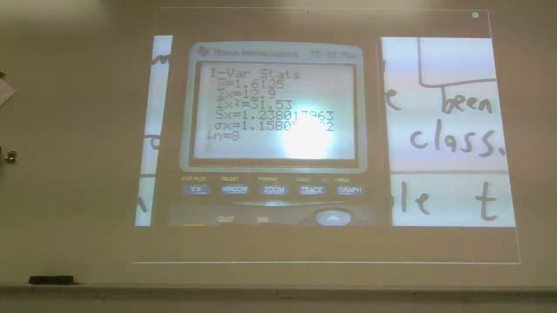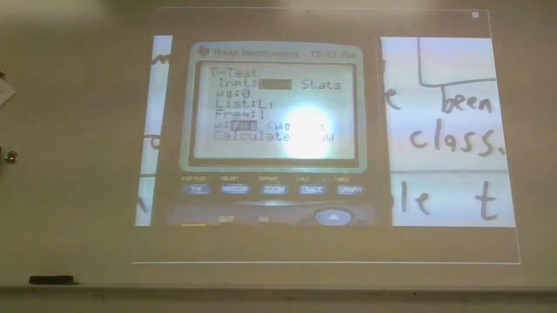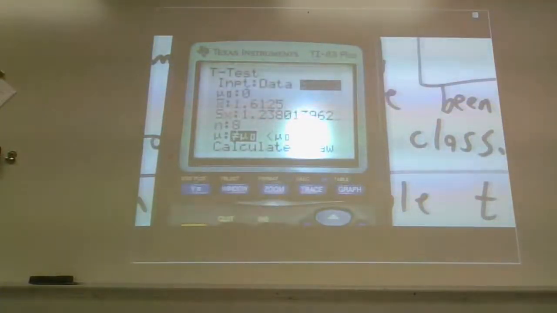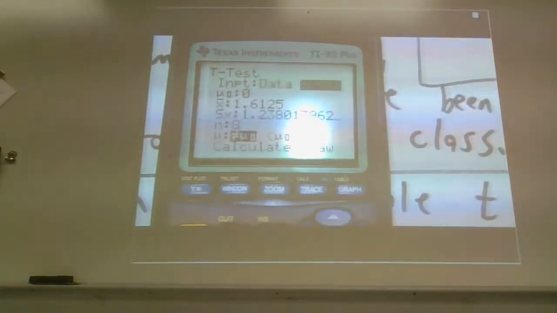But then, like I said, when I go over to the t-test, stats, that information is automatically transferred over. If you notice, for t-test, they do give you data versus stats. If you did leave it as data, it's fine. You just have to make sure you change the list to what you need it to be. I'm just going over to stats so we can visibly see that information there.